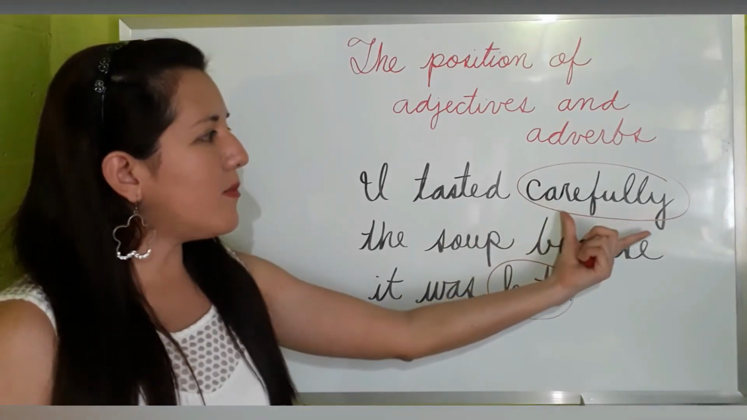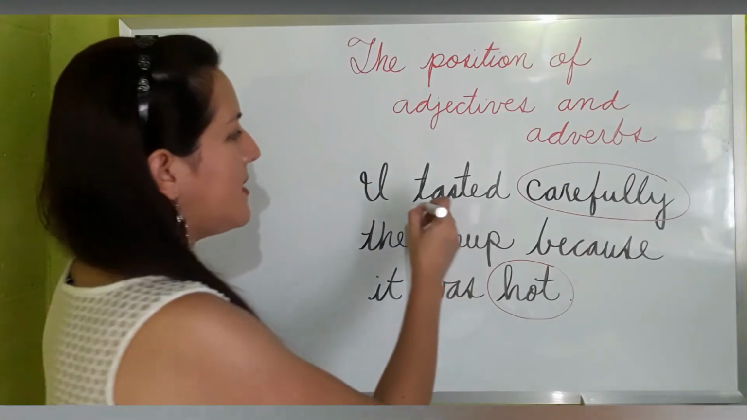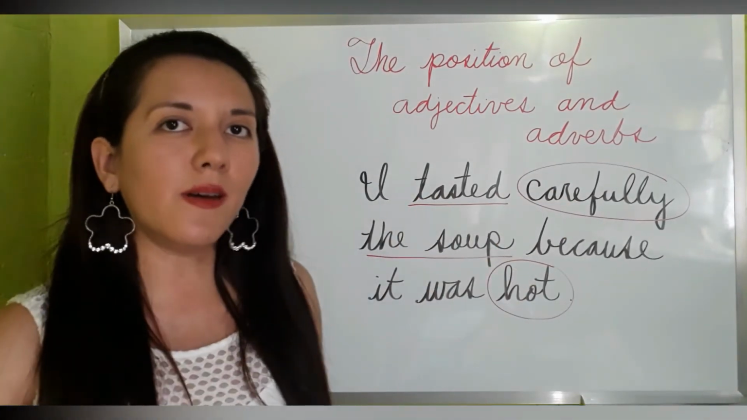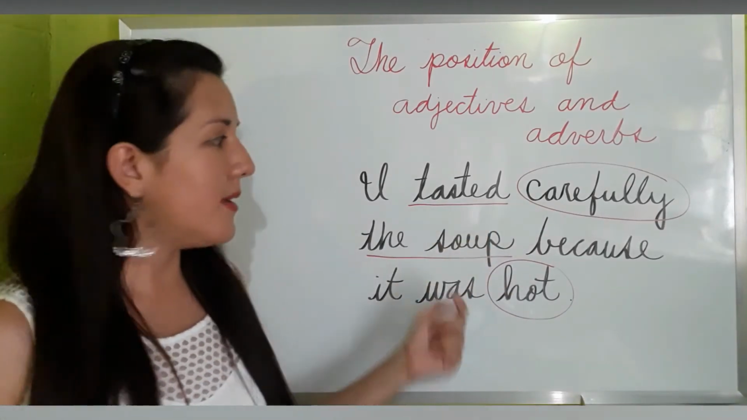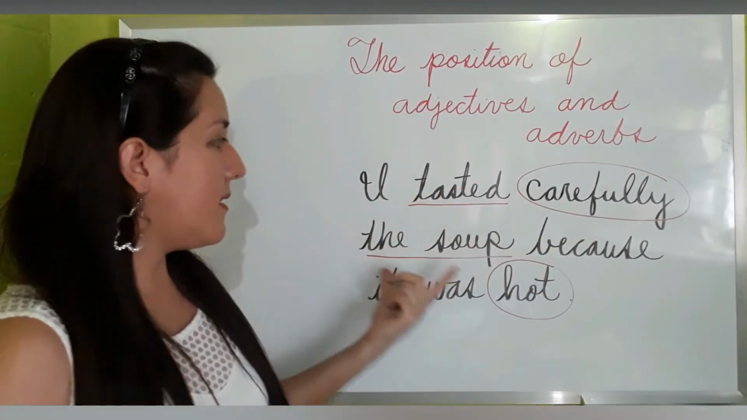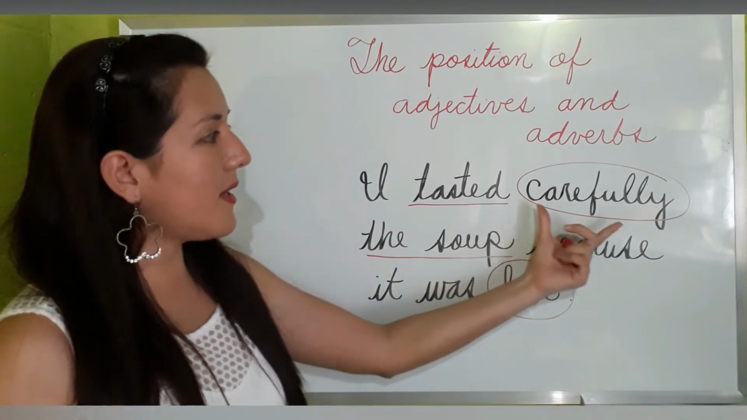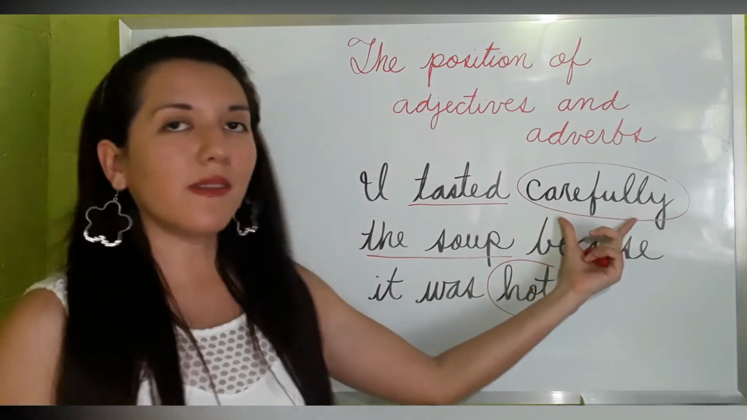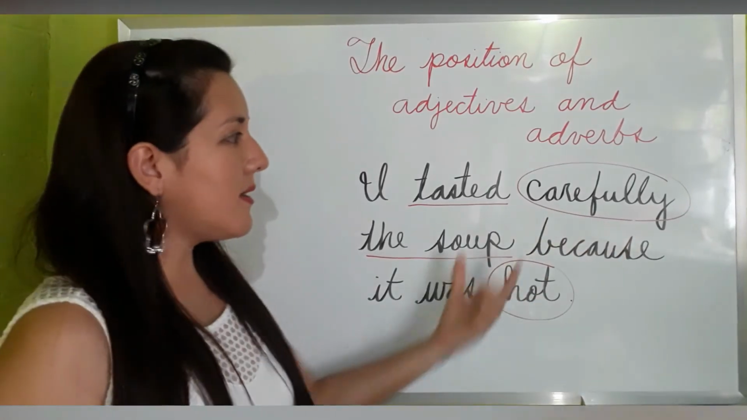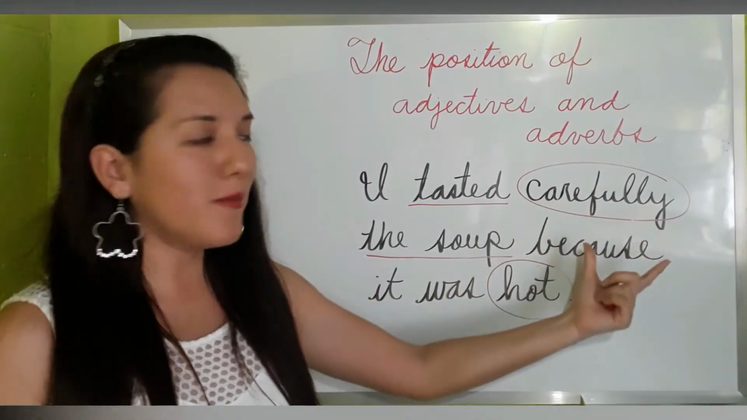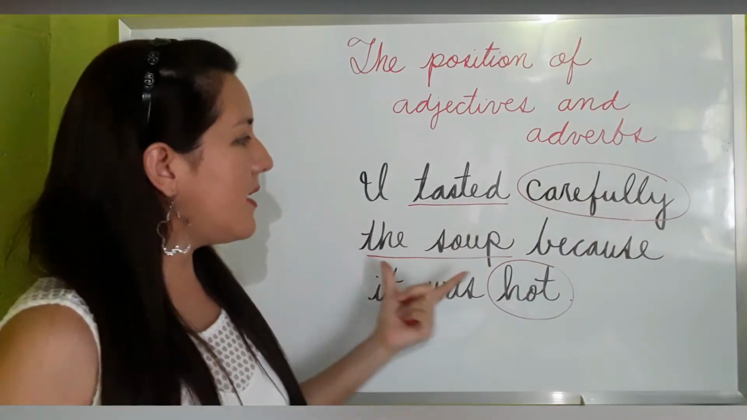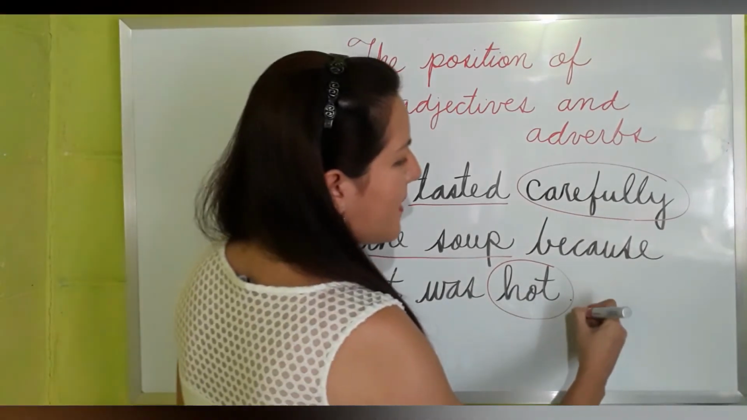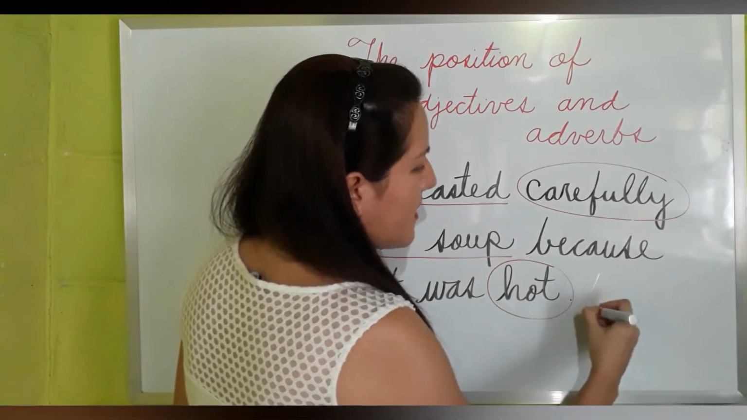Now let's look at the position of the adverb. We see that tasted is the verb, and the soup is the object of that verb. What did I taste? The soup. Okay, so here, as I explained at the beginning of the video, carefully is not in the correct position because adverbs can't be between the verb and its object. So therefore the sentence is incorrect. Let's write here incorrect.